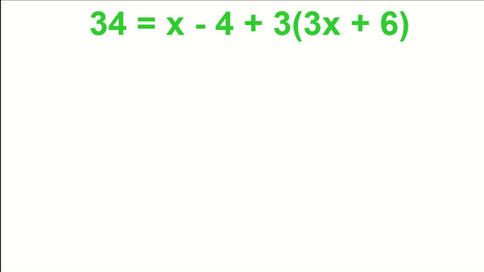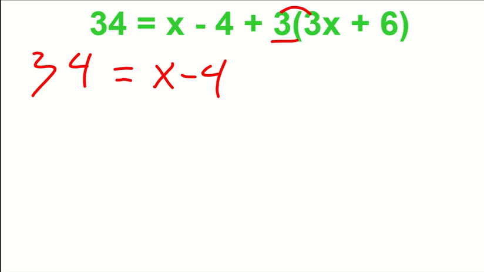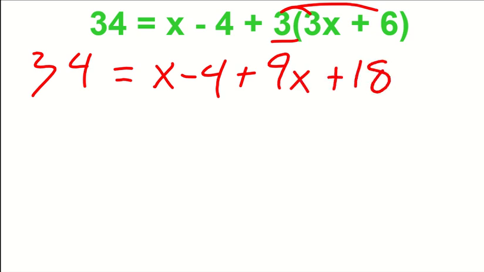So what's step one? We're going to distribute. So when I do that, 34 stays as is. The x and the 4 are not part of the distributing. We are only distributing what's in front of the parentheses. So that's the 3. It gets multiplied into both parts. So 3 times 3x gives me 9x. 3 times 6 gives me 18. So there's step one.